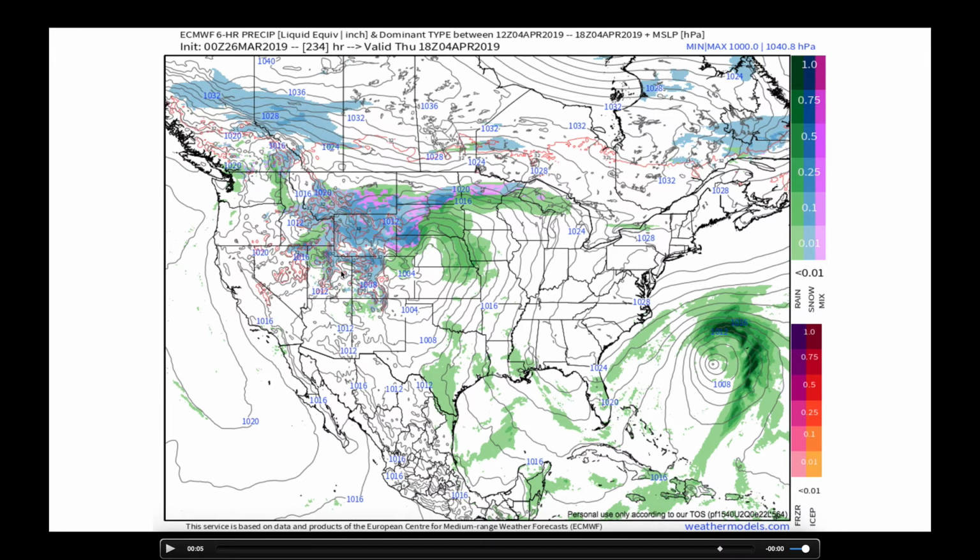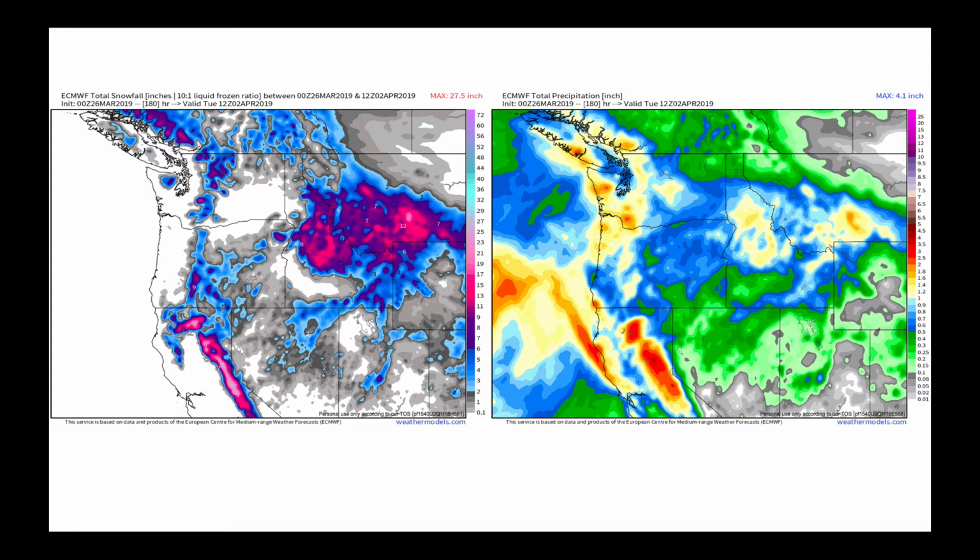Now, we're going to show you the longer term here in a few seconds, but I want you to see in the near term over the next week what we're talking about in terms of total accumulated precipitation.